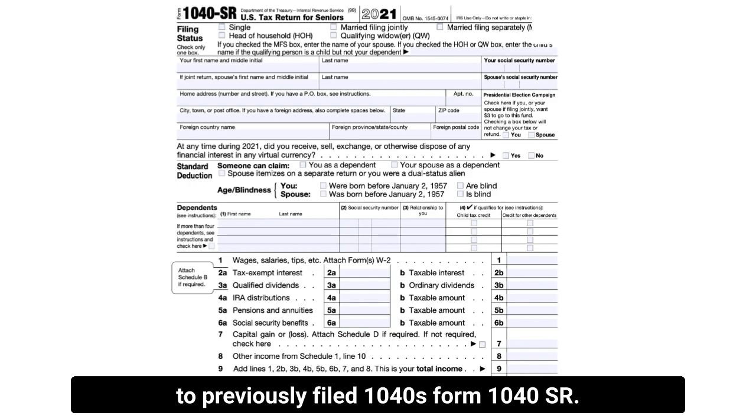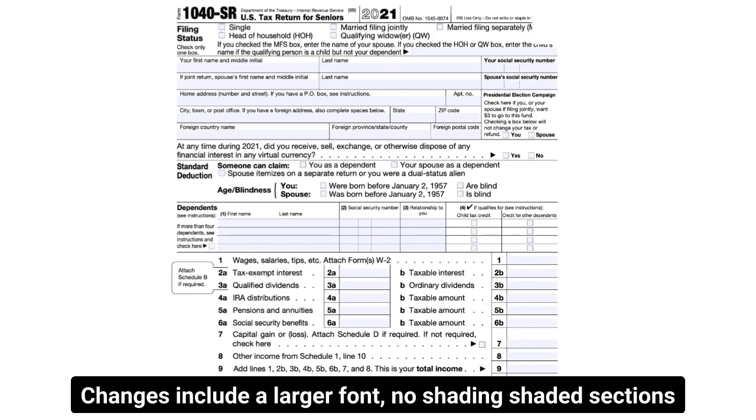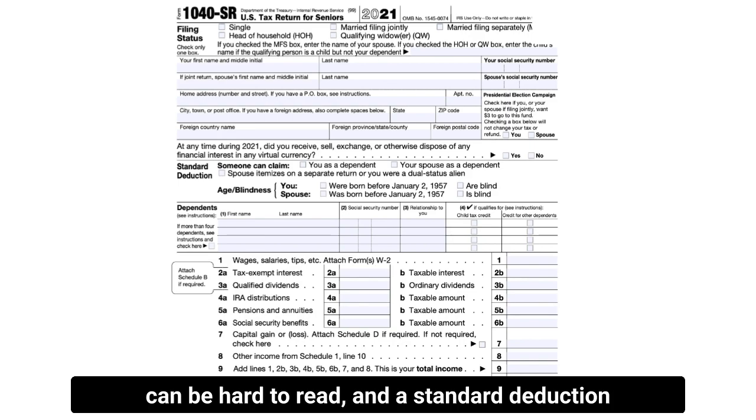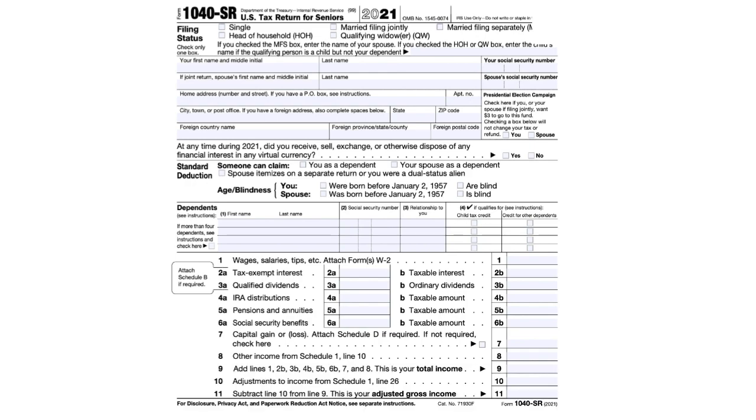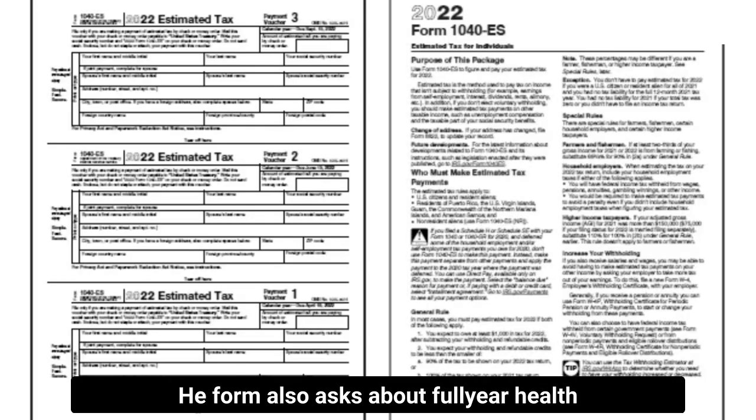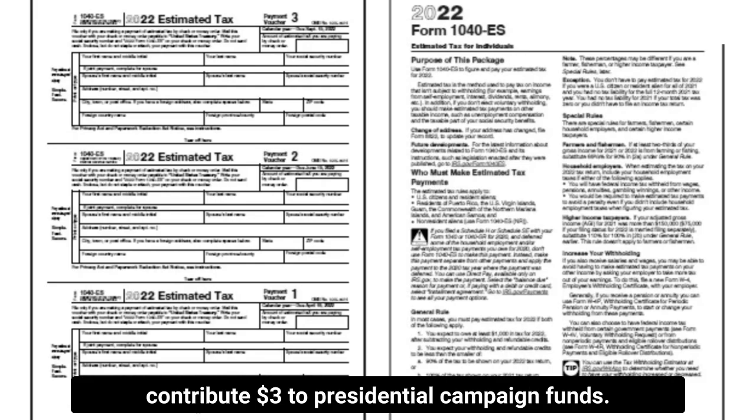Form 1040-SR. The IRS introduced a new 1040 form for seniors in 2019. Form 1040-SR changes include a larger font, no shading, as shaded sections can be hard to read, and a standard deduction chart that includes the extra standard deduction for seniors. The form also asks about full-year health coverage and whether the taxpayer wishes to contribute $3 to presidential campaign funds.